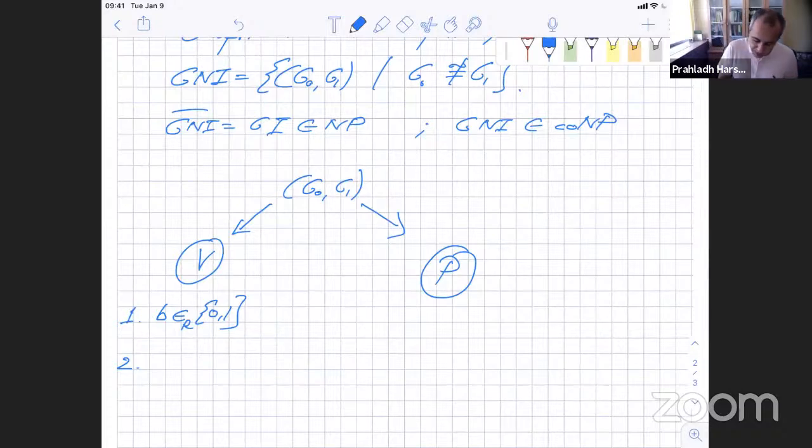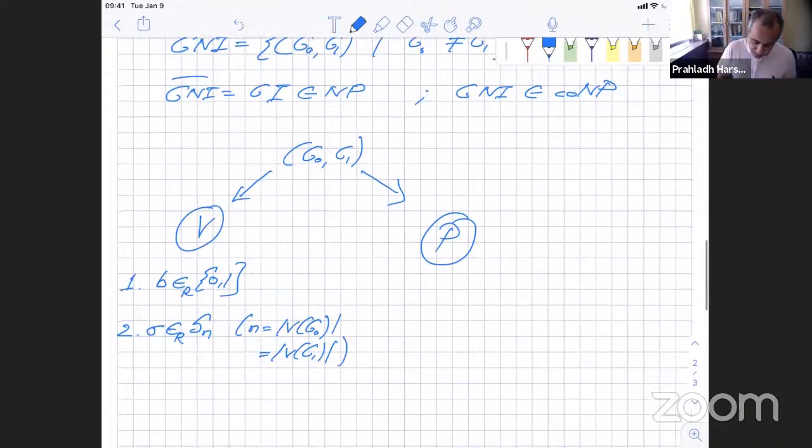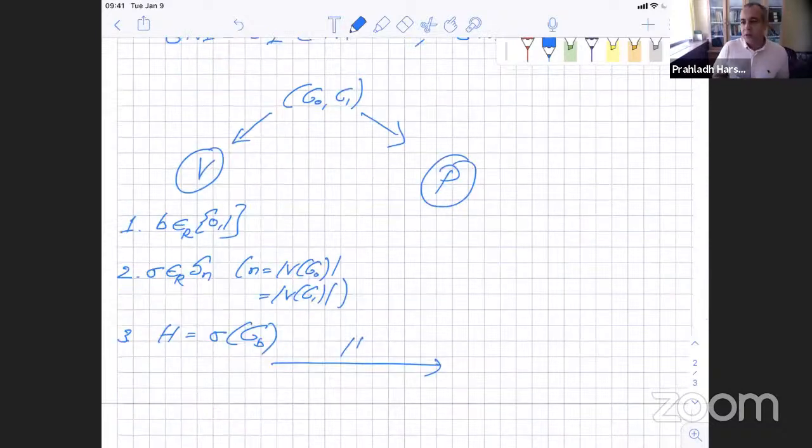So what I will do is pick a random permutation of the vertices. Let's assume n is equal to the size of VG0, which is also the size of VG1. By the way, if the two vertex sets are of different sizes, you can already tell they are non-isomorphic. So the only hard case is when the two vertex sets are of the same size. Then you construct H, which is this permutation of GB, and you send H across to the prover. So H is just a permuted copy of one of the two graphs.